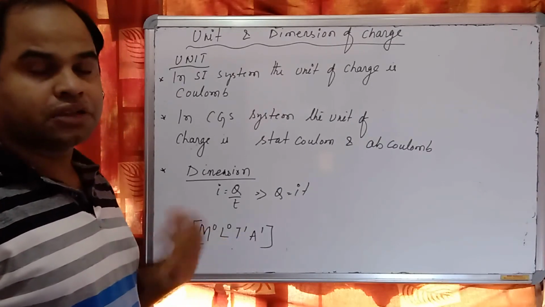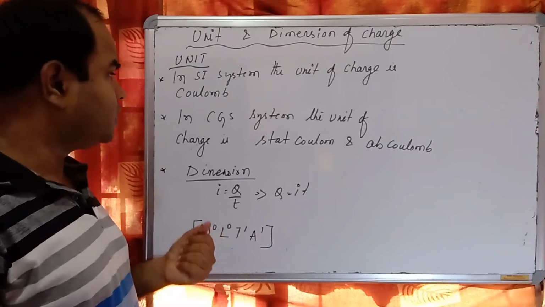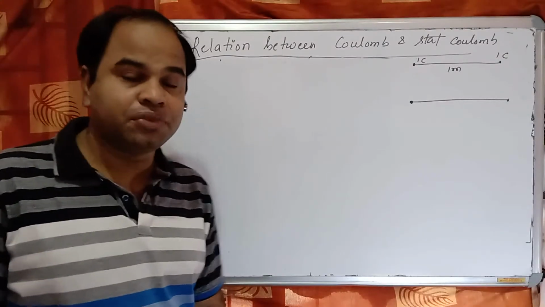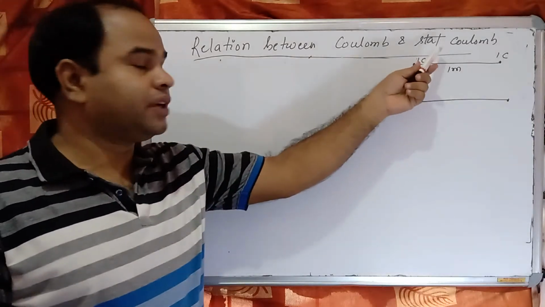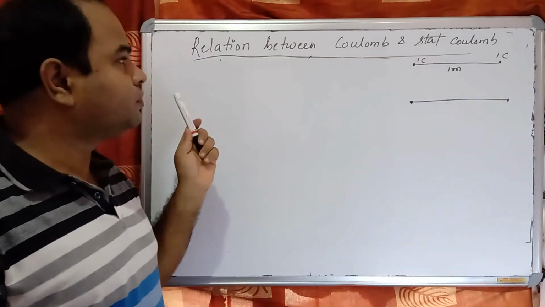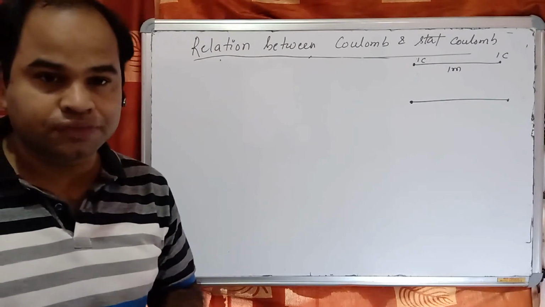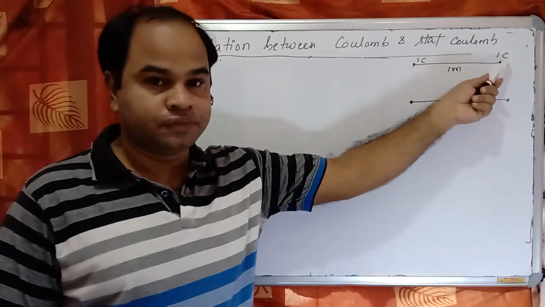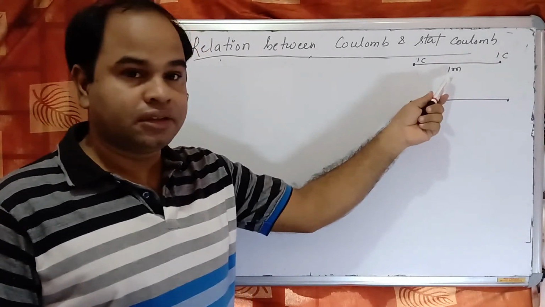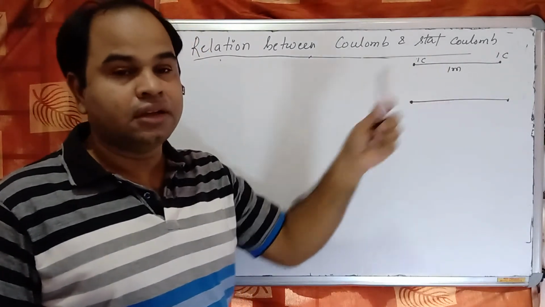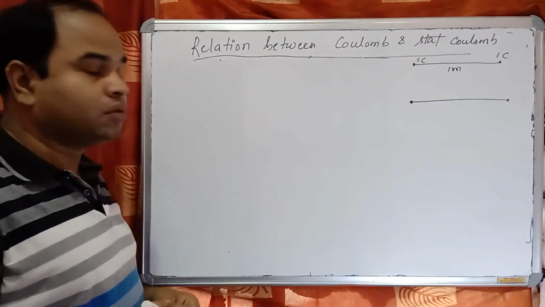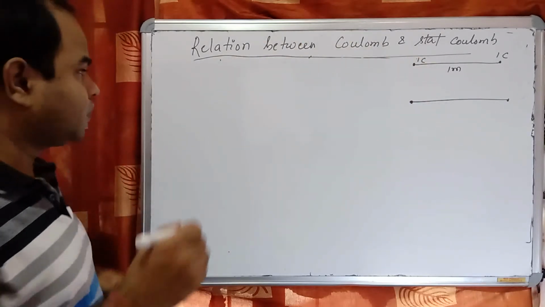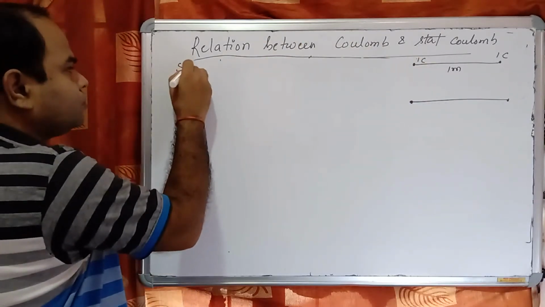Okay. Next we will find the relation between coulomb and statcoulomb. For that, let us consider two charges, each 1 coulomb, separated by 1 meter in air medium. So there will be a force between them.